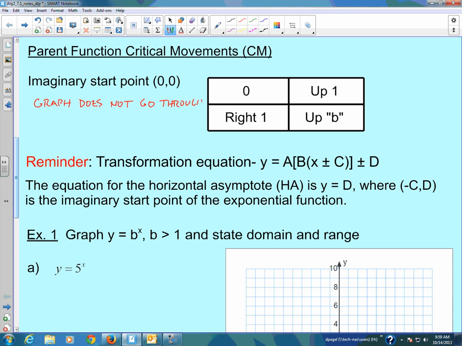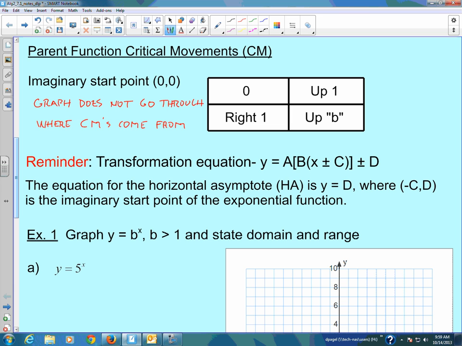These points are where we take our movements from. So the starting point is where movements, critical movements, come from, where they originate. All right.